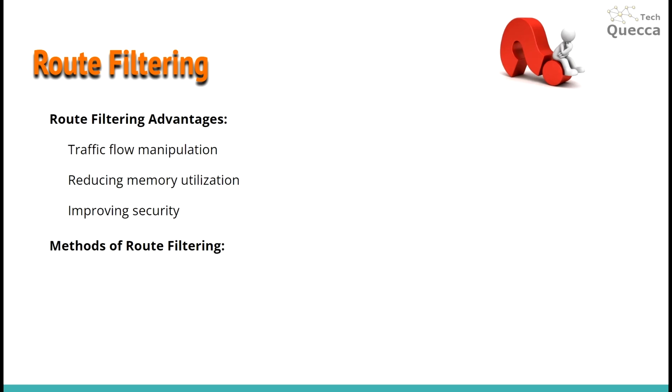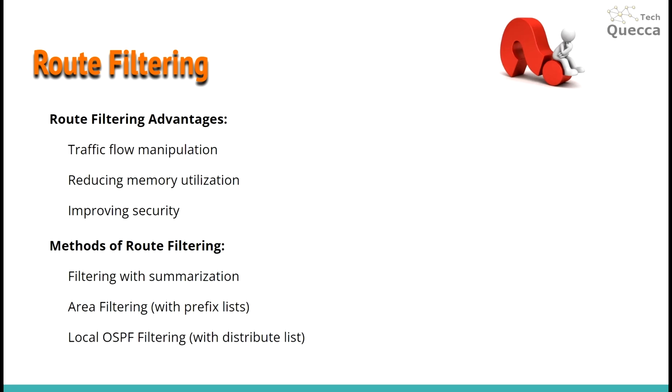There are three methods of route filtering. First one is filtering with summarization. It can be done on ABRs or ASBRs during route summarization. Second one, area filtering. You can use prefix lists to filter out some routes in the areas. And the last one, local OSPF filtering with distribute list, where you still have this route in the LSDB, but you can remove it to prevent it from being injected into the routing information base on the specific router. In the next few slides, we will review each method with examples.